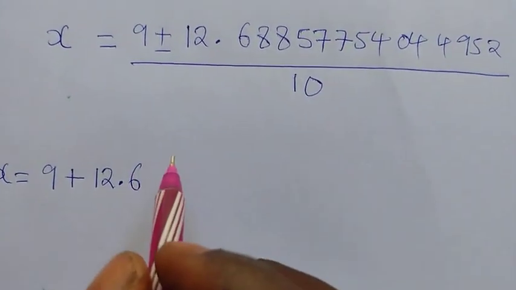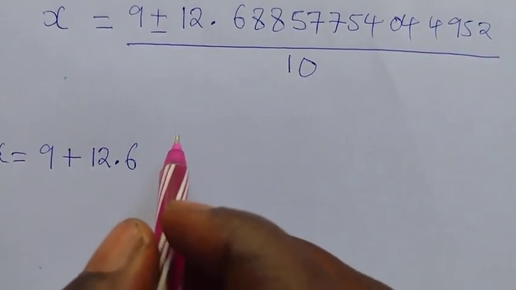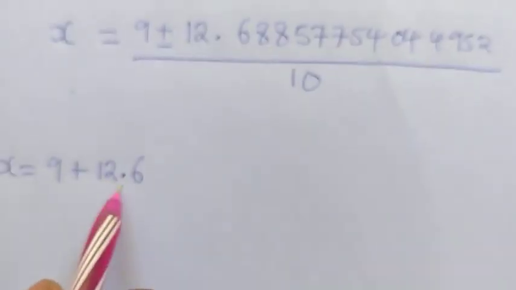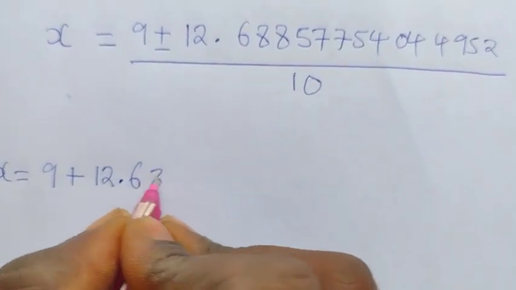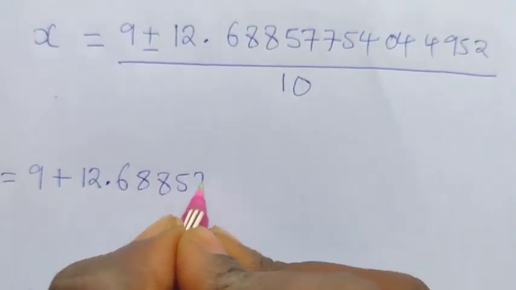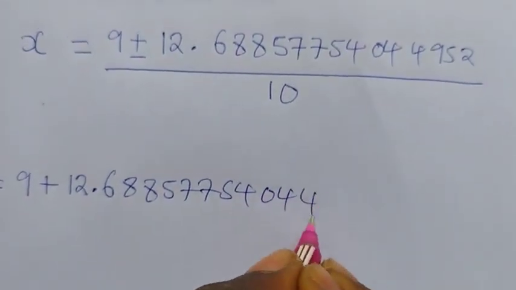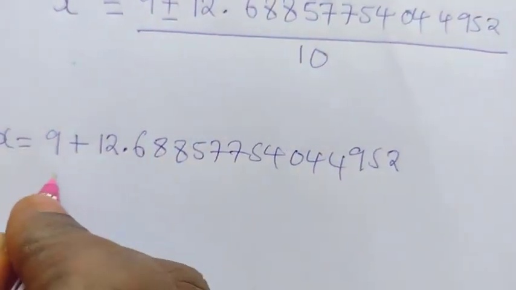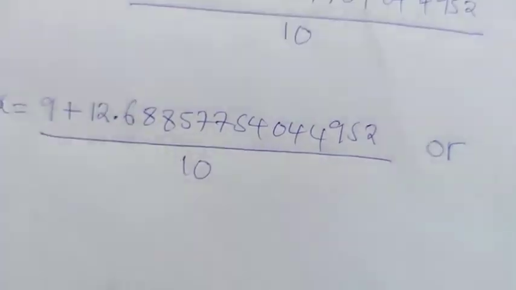12.6. Now, they said leaving your answer correct to 2 decimal places. So even this one, you can round it off, okay? Let me just write it: 12.6885754044952, okay, over 10.